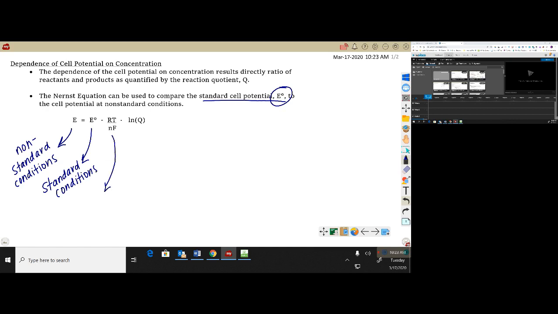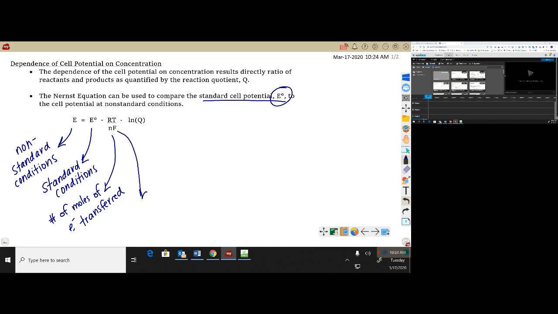N stands for the number of electrons transferred in the redox reaction. Or we might say moles of electrons. Oh, I might even add that. I'll say number of moles. Yeah, I like that even better. Number of moles of electrons transferred. Okay, so we're going to have to look at the redox reaction and figure out moles of electrons. That's fine.